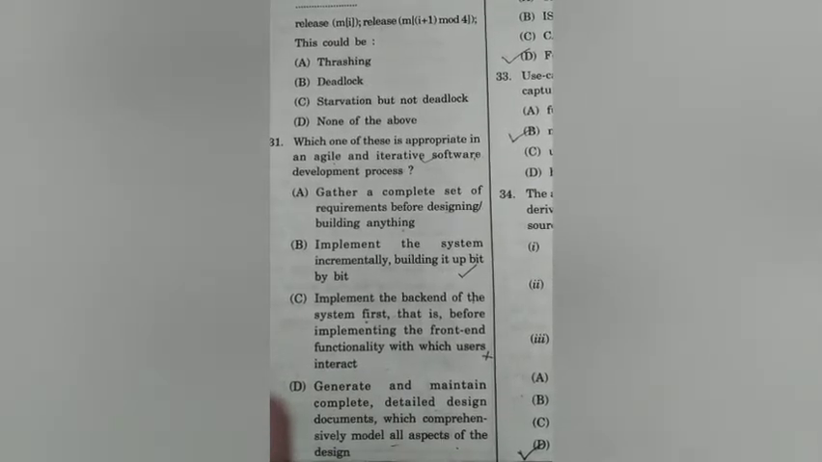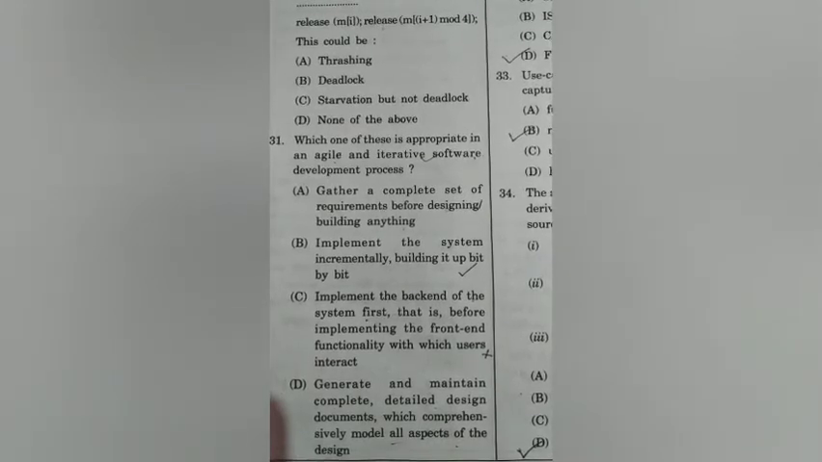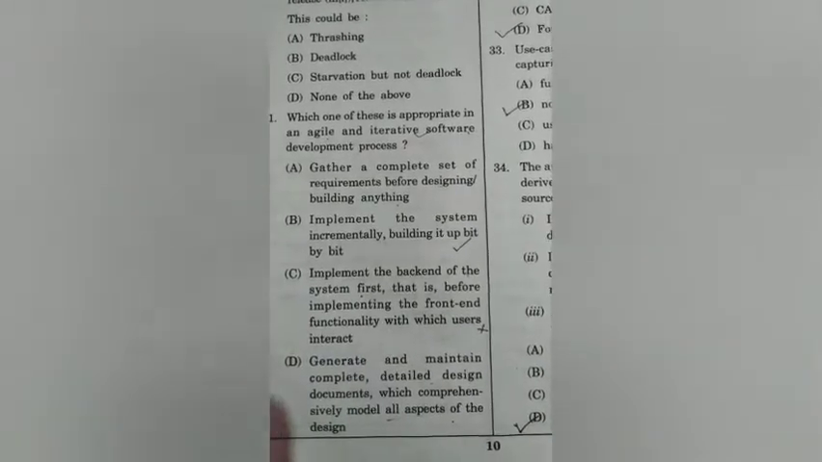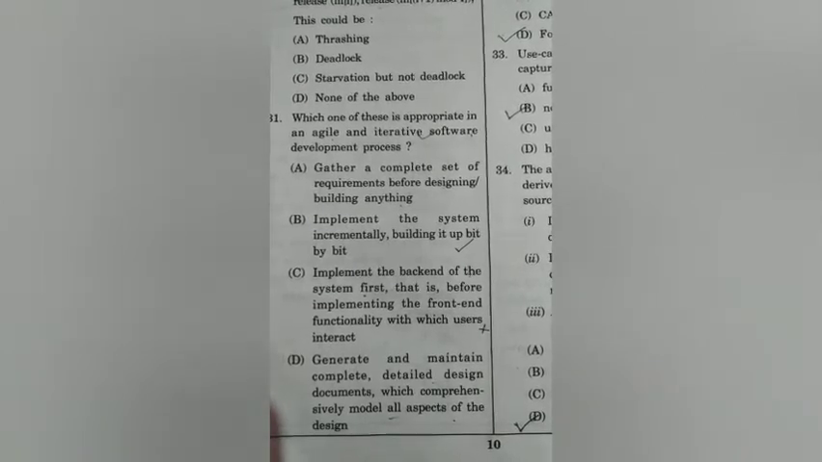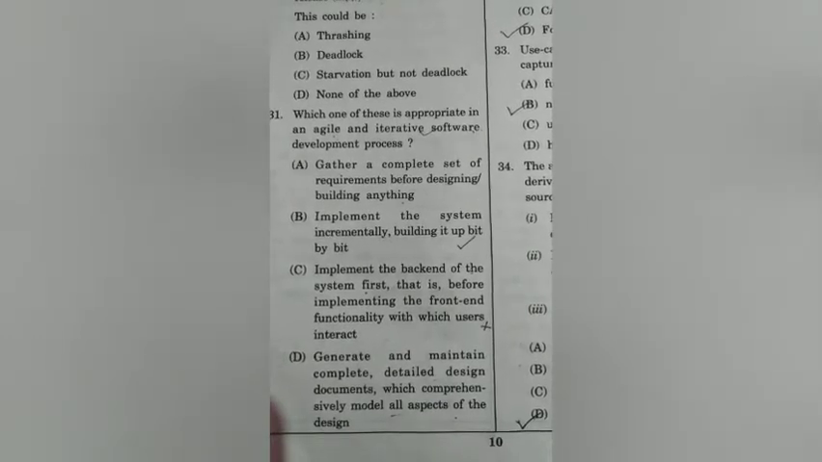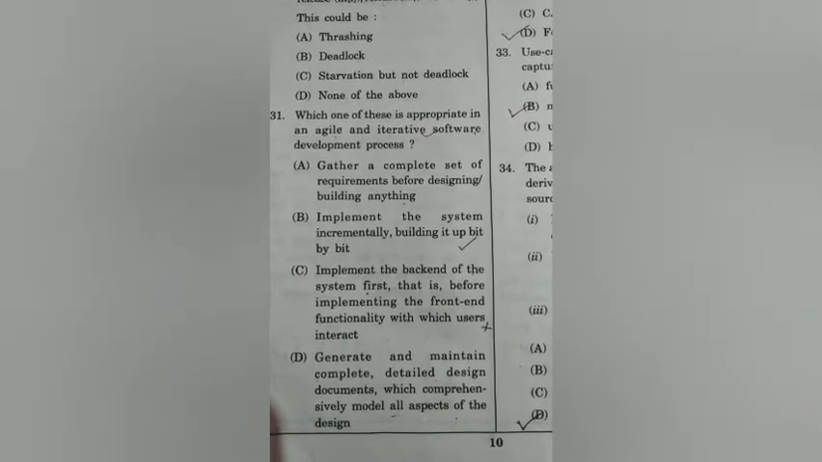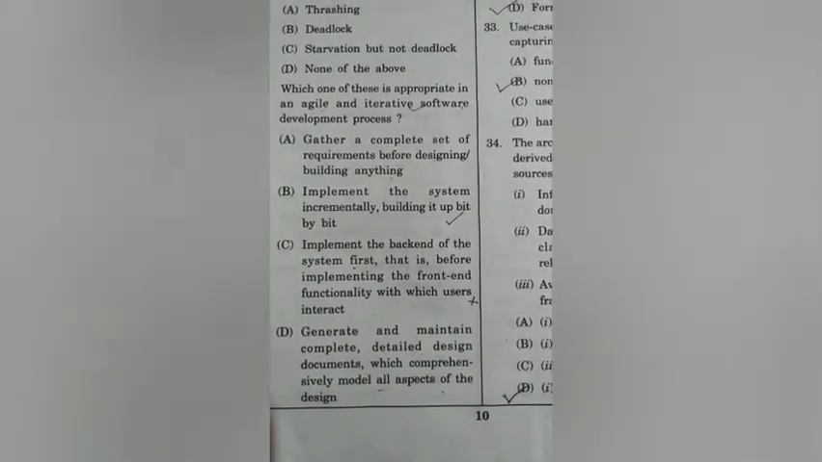Let's discuss other options. A. Gather a complete set of requirements before designing or building anything. In iterative, we can change in between, so no need. Implement the backend of the system first. Obviously not. Generate and maintain the complete detailed design document which comprehensively model all aspects of the design. So the correct answer is B.